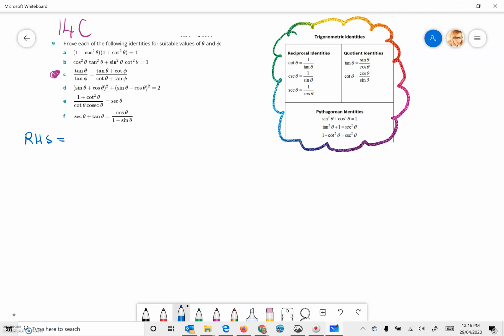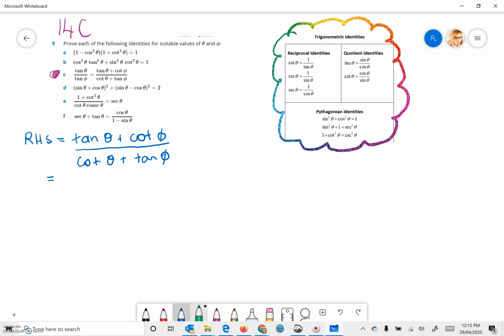Nothing wrong with writing that. Tan theta plus cot of phi. Now, get used to writing them. I know they look a bit dodgy. Divided by cot theta plus tan of phi. Now, at this point, let's do a little bit of expanding.